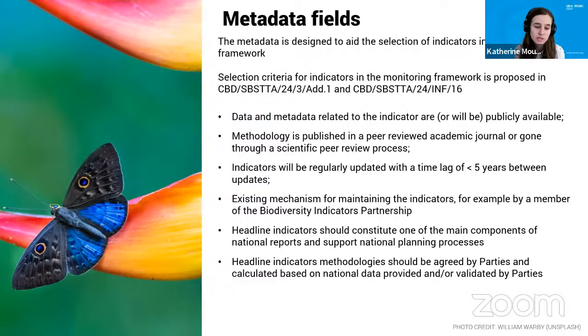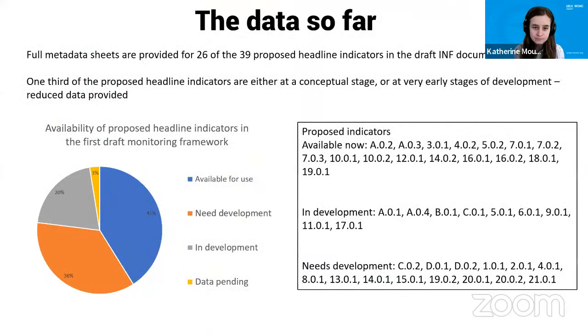And then specifically for the headline indicators, the proposed selection criteria states that these indicators should constitute one of the main components of national reports and should support national planning processes. These headline indicator methodologies should be agreed by parties and calculated based on national data provided and validated by parties. Next slide, please.